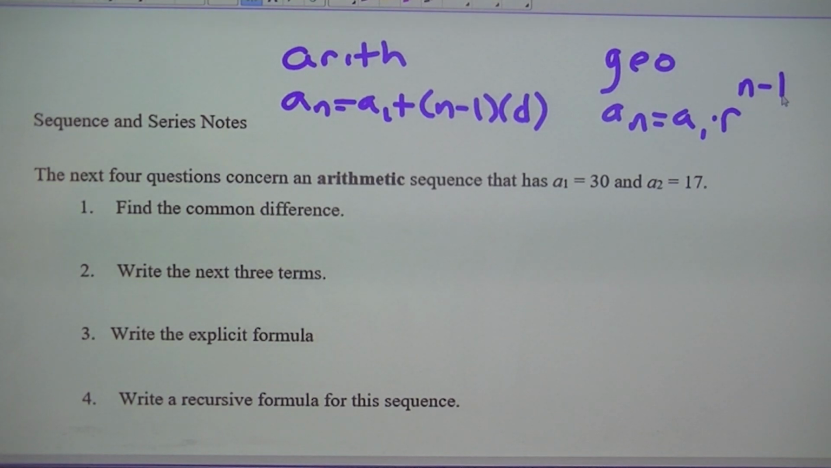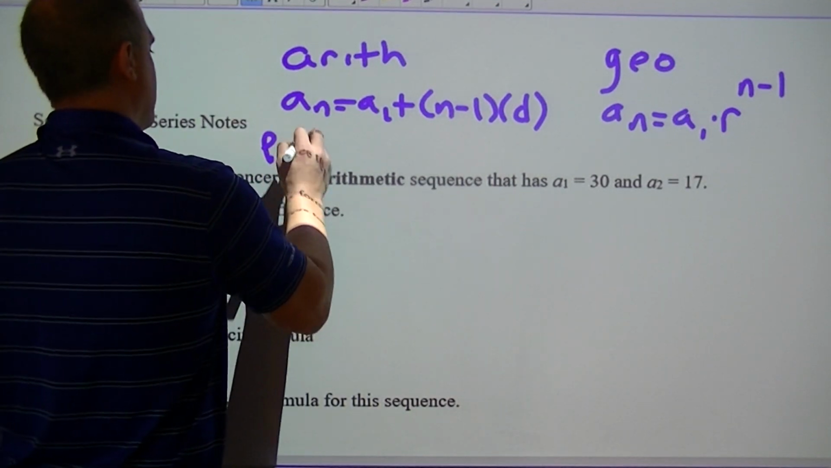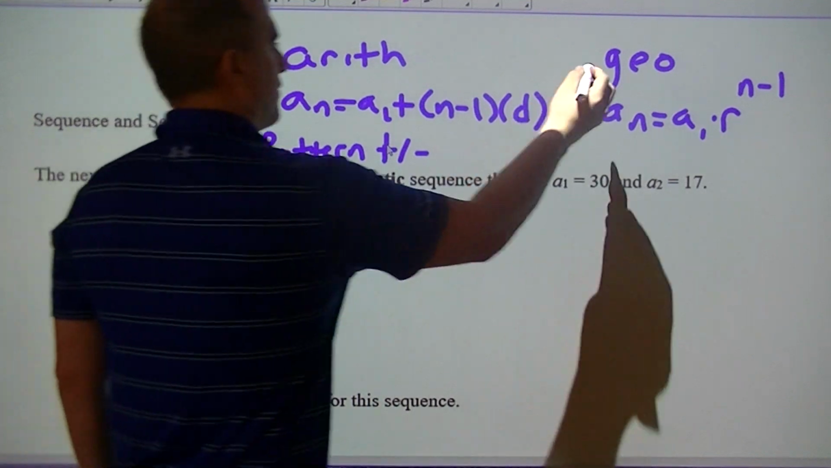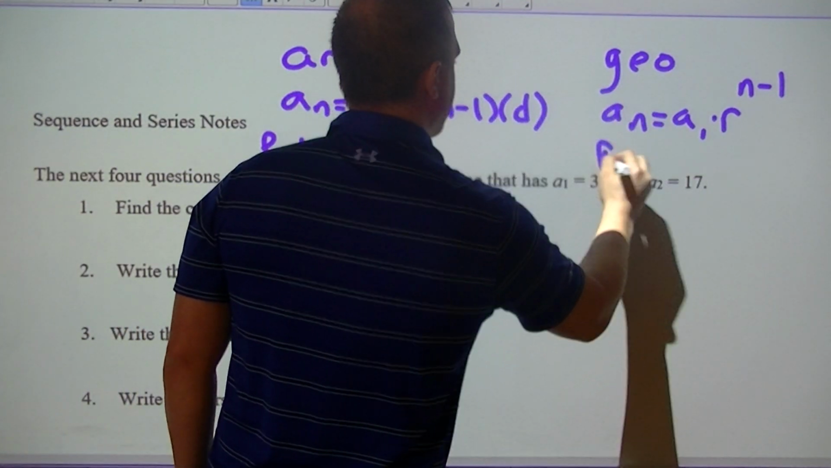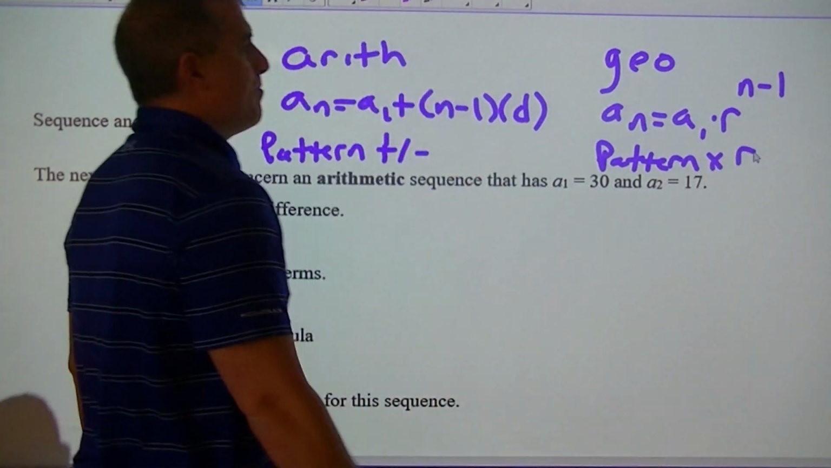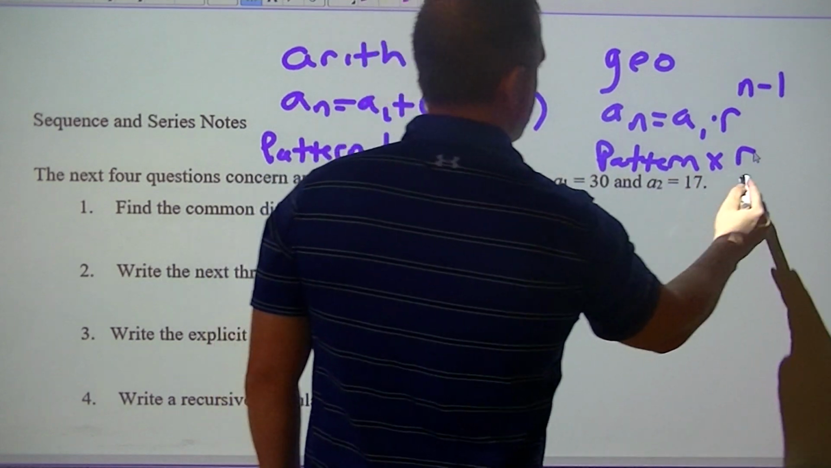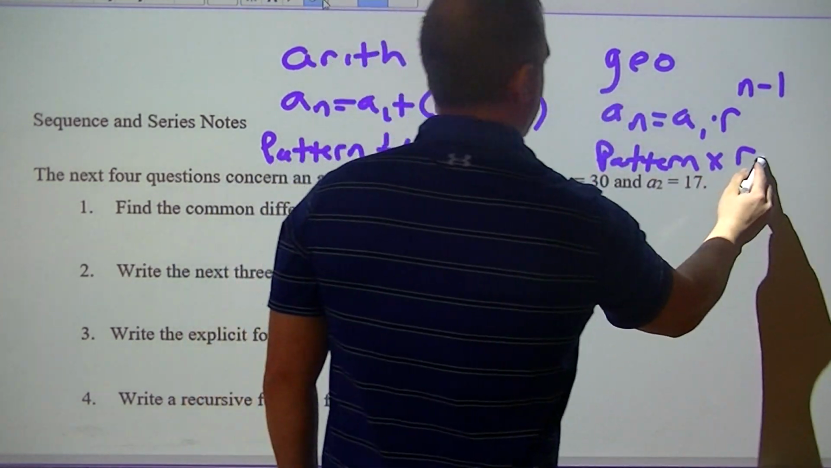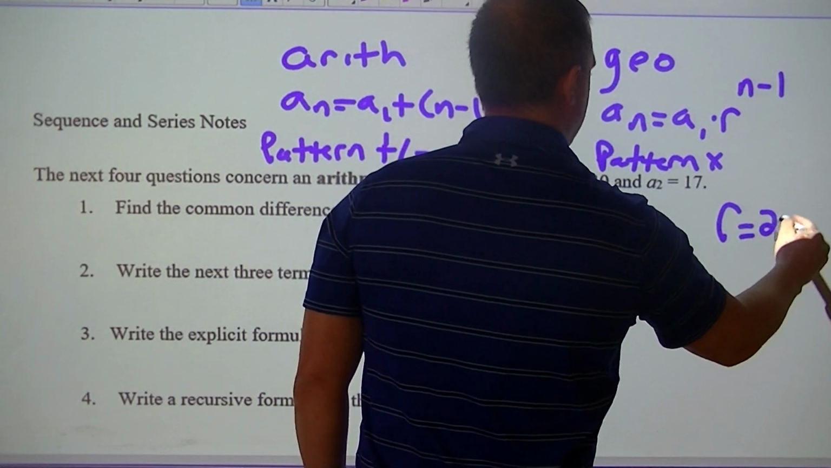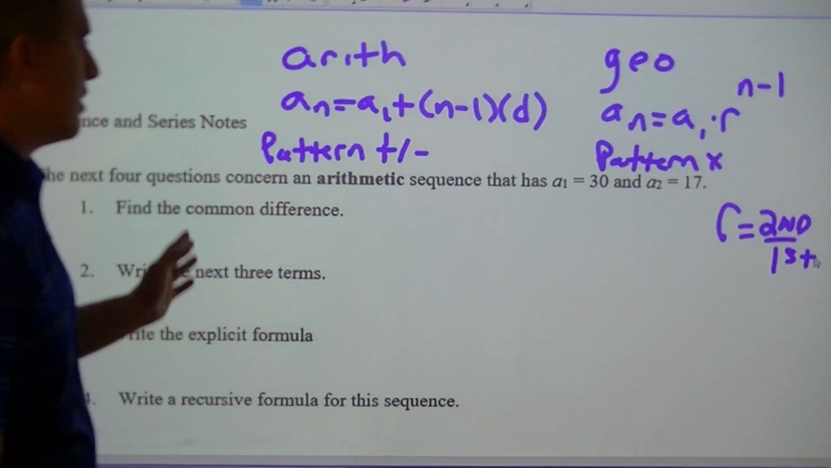For this, okay. Arithmetic, the big thing is the pattern is addition and subtraction. For geometric, the pattern is multiplication. The other big thing with geometric is the R. So it's multiplication, but the R will be the second term divided by the first. That's probably the biggest things you have to know as we go through this.